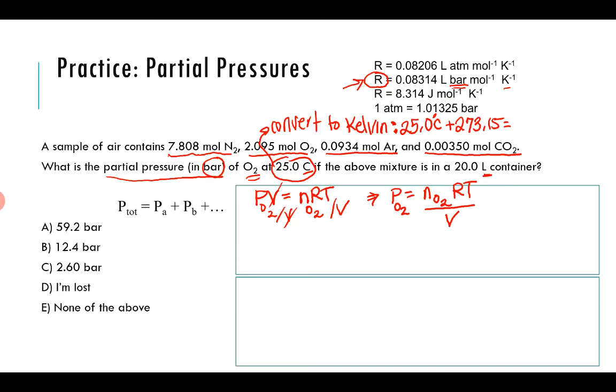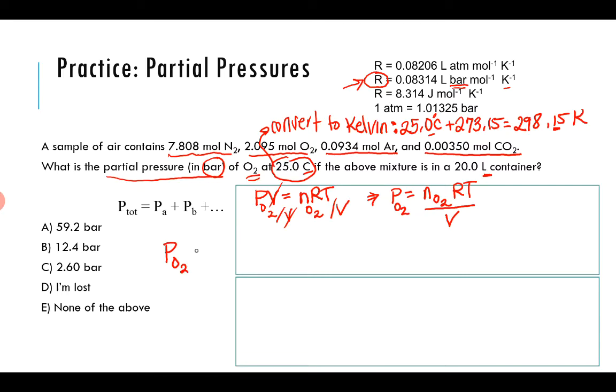And so grabbing my calculator, that is 25.0 plus 273.15. And so that is 298.15 Kelvin. And that is significant to the 10th place, and so this is significant to the 10th place from our addition rule.